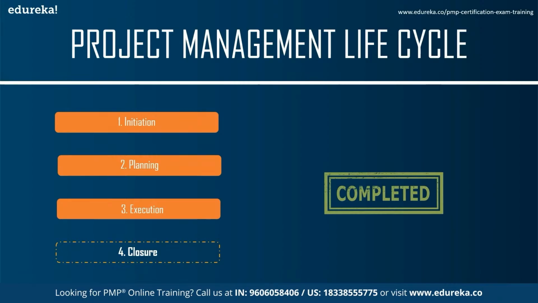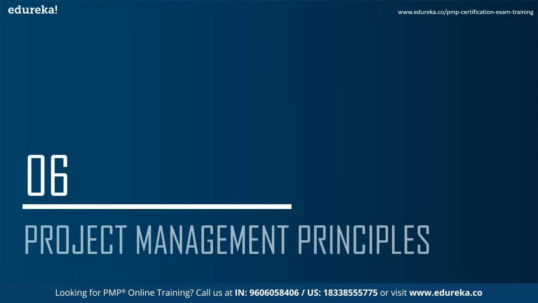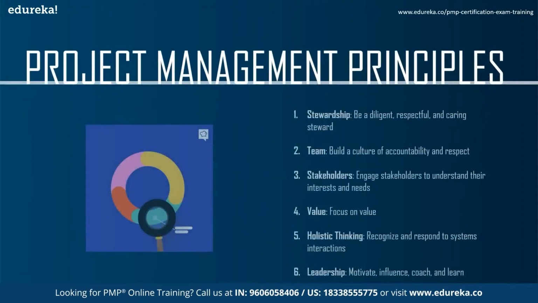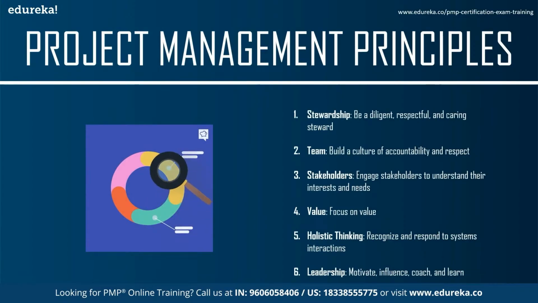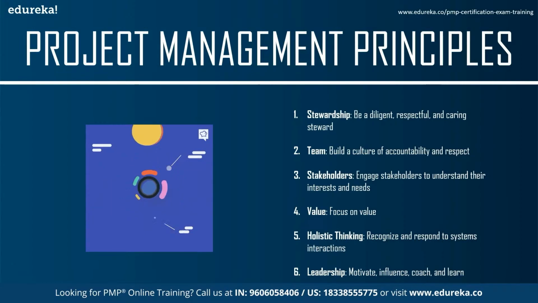Now that we have discussed the various project management tools, let's go ahead and check out the project principles. Now that we've discussed the life cycle, let's go ahead and talk about the project management principles. There are 12 project management principles. The first one is stewardship, where you're expected to be a diligent, respectful, and caring steward. The second principle is team. Build a culture of accountability and respect. The third one is stakeholders. You will constantly have to engage stakeholders to really understand their interests and needs.